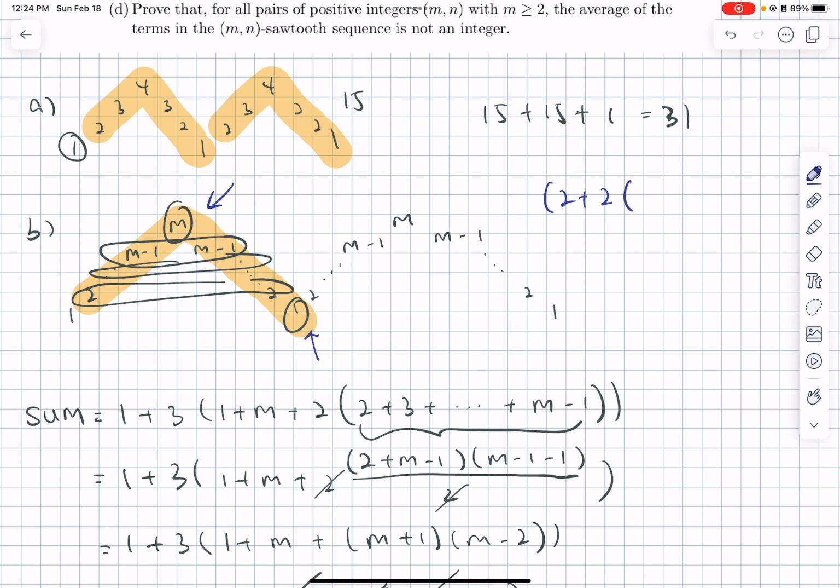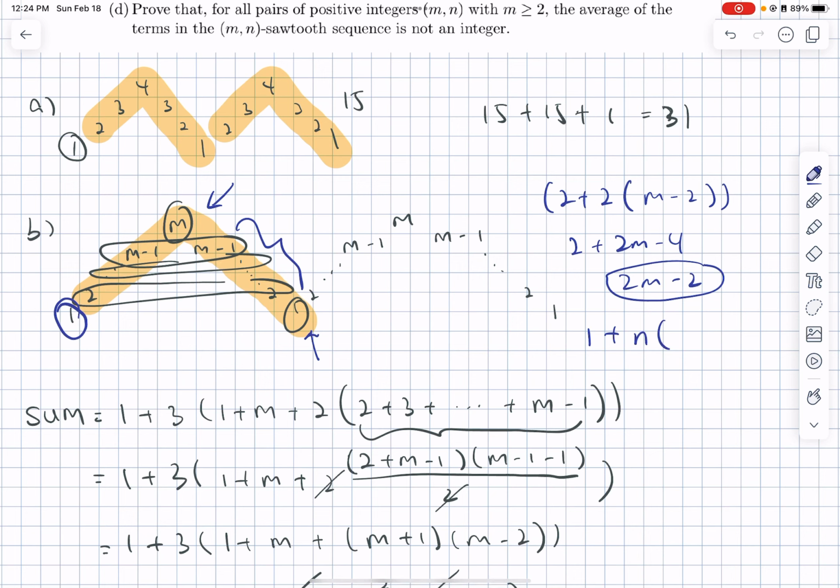So how many terms are there between m minus 1 and 1? So from 2 to m minus 1, that's going to be m minus 2 terms. So simplifying, this is going to be equal to 2 plus 2m minus 4, or 2m minus 2. So the number of terms in the orange area is 2m minus 2. So the total number of terms is going to be 1 for the 1 at the start, plus n times, because there's n sawtooths, times 2m minus 2.